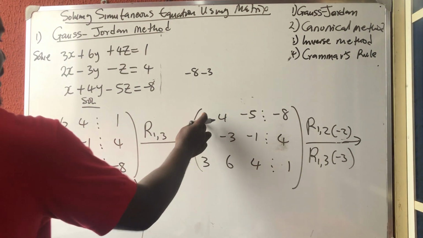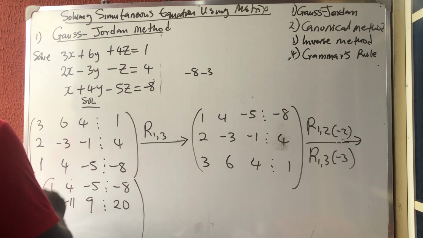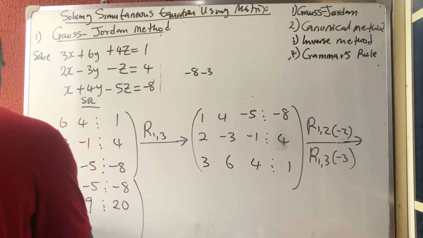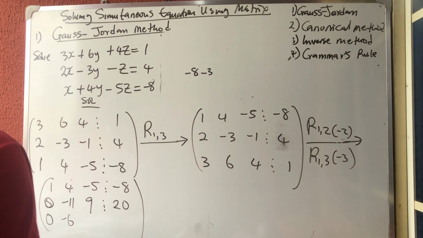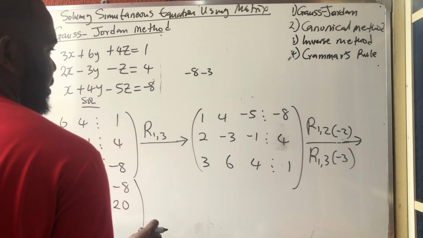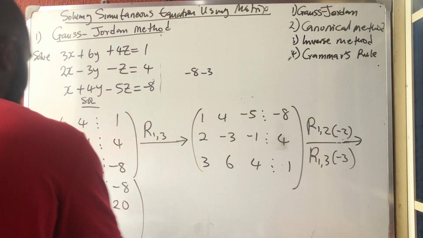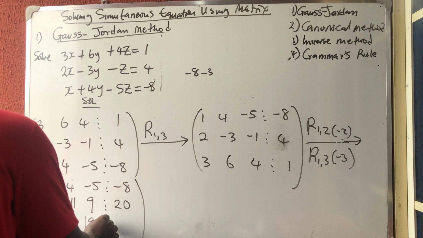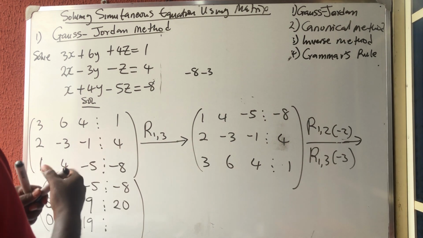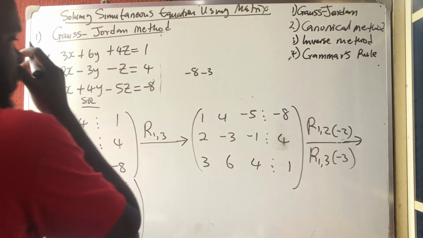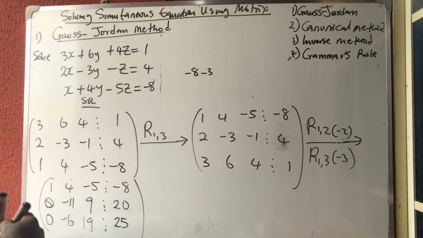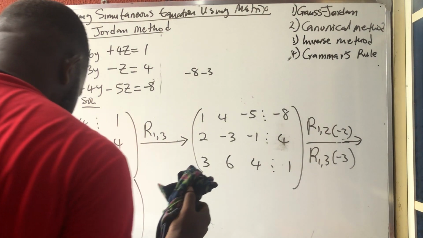Do the same thing here. Minus 3 times 1 is minus 3. Minus 3 plus 3 is 0. Minus 3 times 4 is minus 12. Minus 12 plus 6 will give you minus 6. Minus 3 times this is minus 15. Minus 15 plus 4 is 19. Finally, minus 3 times minus 8 is 24. 24 plus 1 will give you 25. Okay, so that is that.